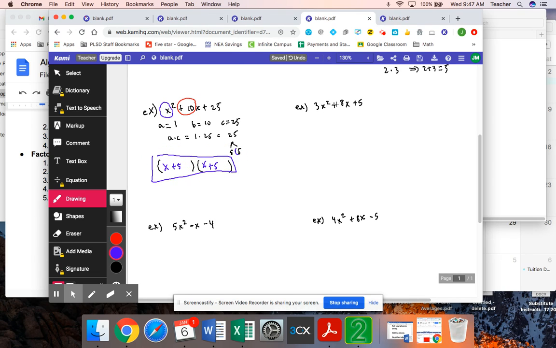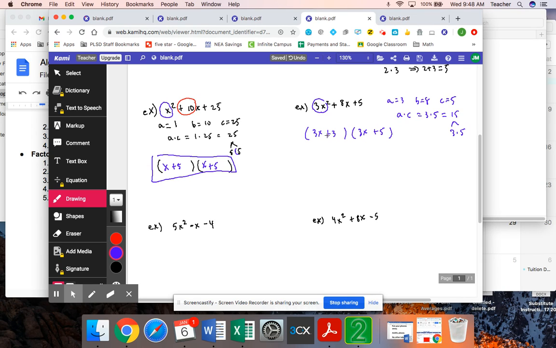All right, let me move on over here. Same idea. I know that a is 3, b is 8, c is 5. I need factors of a times c, which is 3 times 5, or 15. Factors of 15 that add up to 8. Well, 3 times 5 gives me 15 when I multiply, and it gives me 8 when I add. There I go. Let me start my factoring. The Berry method says whatever this is, write it in both places. Now I write in my factors: a positive 3 and a positive 5.